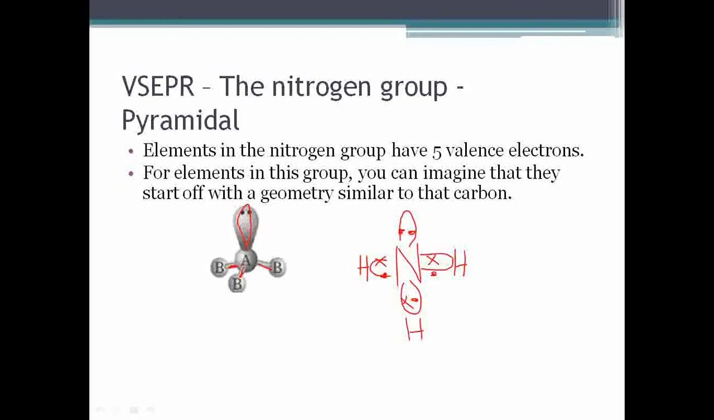But then because these electrons here are actually more concentrated, they push harder in this direction and actually squash this bond angle here from 109 to about 107 degrees. And we change our naming system. We no longer call it a tetrahedral shape, we actually call it a pyramidal shape.